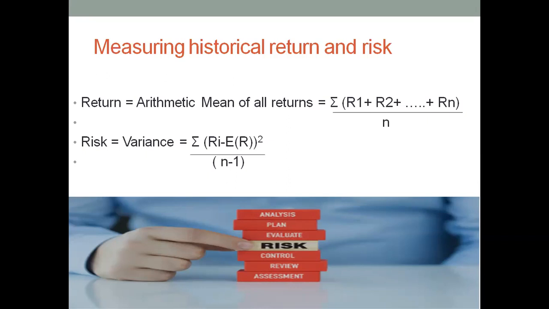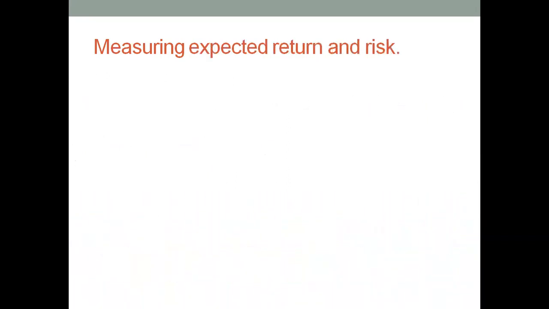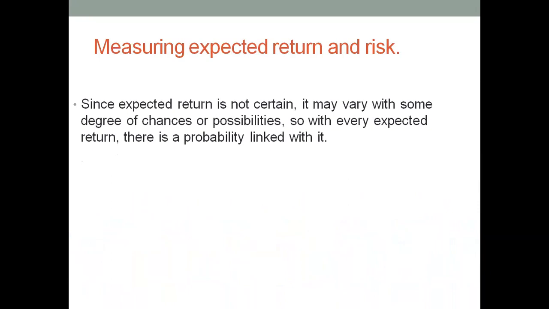Now historical risk is given by the variance. Variance is simply given by the sum of (Ri minus R bar) whole square, where R bar is the arithmetic mean of all returns, divided by n minus 1. The calculations we will discuss in later slides, the link of which I will give in the comment box.